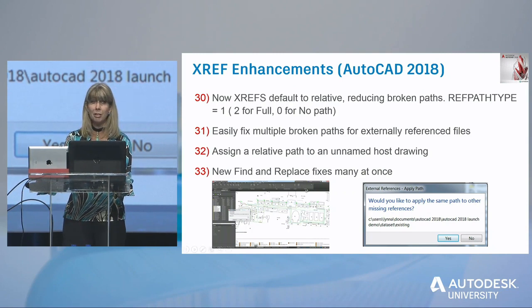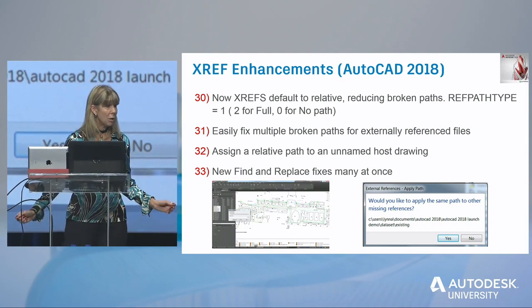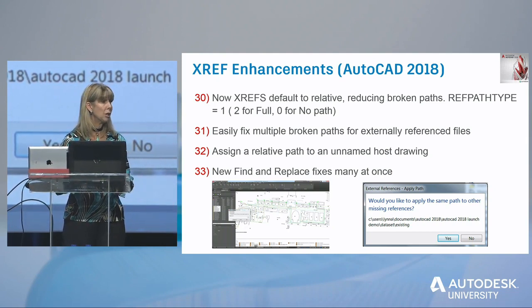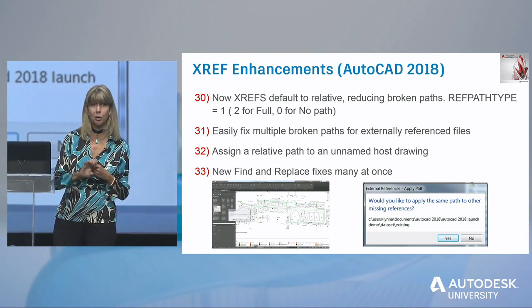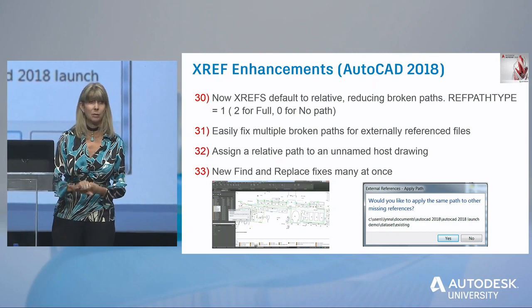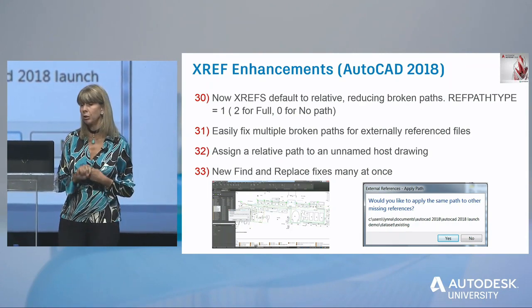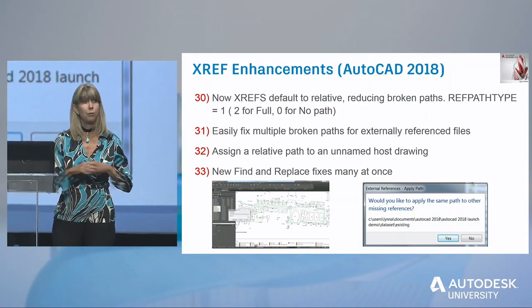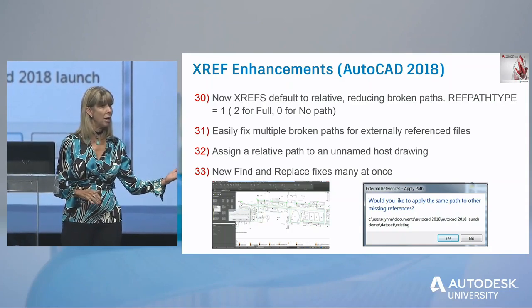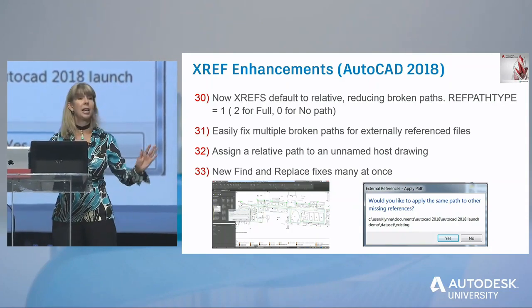So in AutoCAD 2018, for those of you who haven't upgraded, or for those of you who have and haven't tried it, they did a ton of work on XREFs with the ultimate goal to make it easier to fix broken links, and also they did a lot of work to keep those broken links from happening to begin with. So that's half the battle. One of the first things that you will notice is that when you attach an XREF, it no longer defaults to full path like it has forever. When you're going to attach, it defaults to relative. That's going to save a lot of headaches right there.